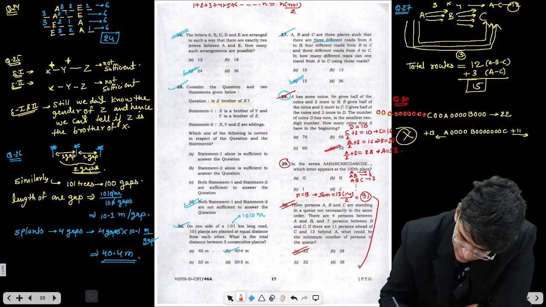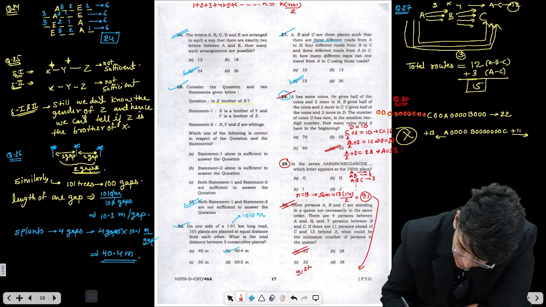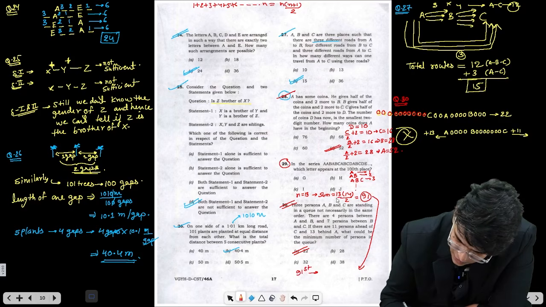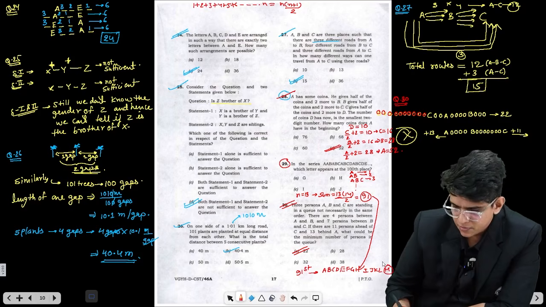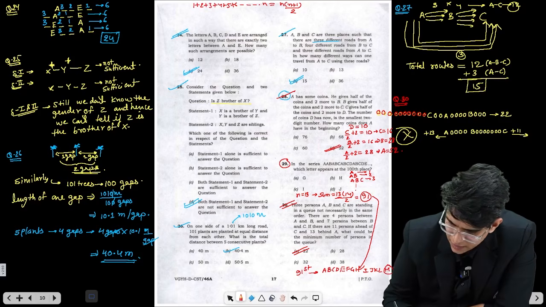I'm writing it here, right? The 91st term will be this, we will complete the series of 13. So A, B, C, D, E, F, G, H, I, J, K, L and M. This will be the 91st term. Now this series is completed with 13 terms.